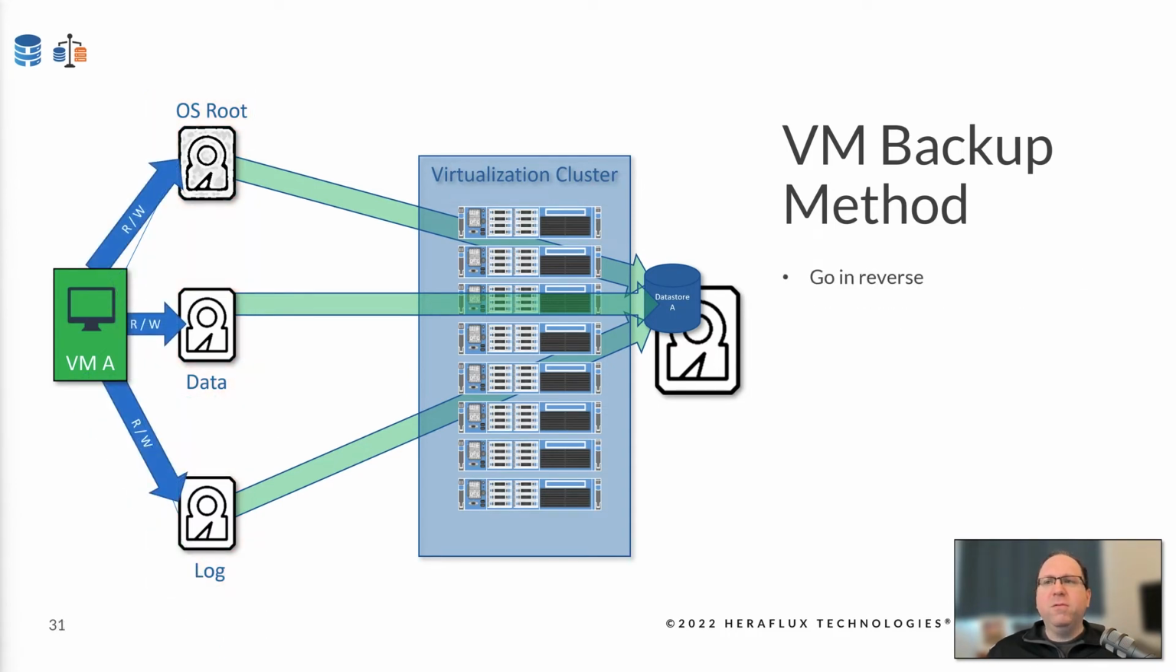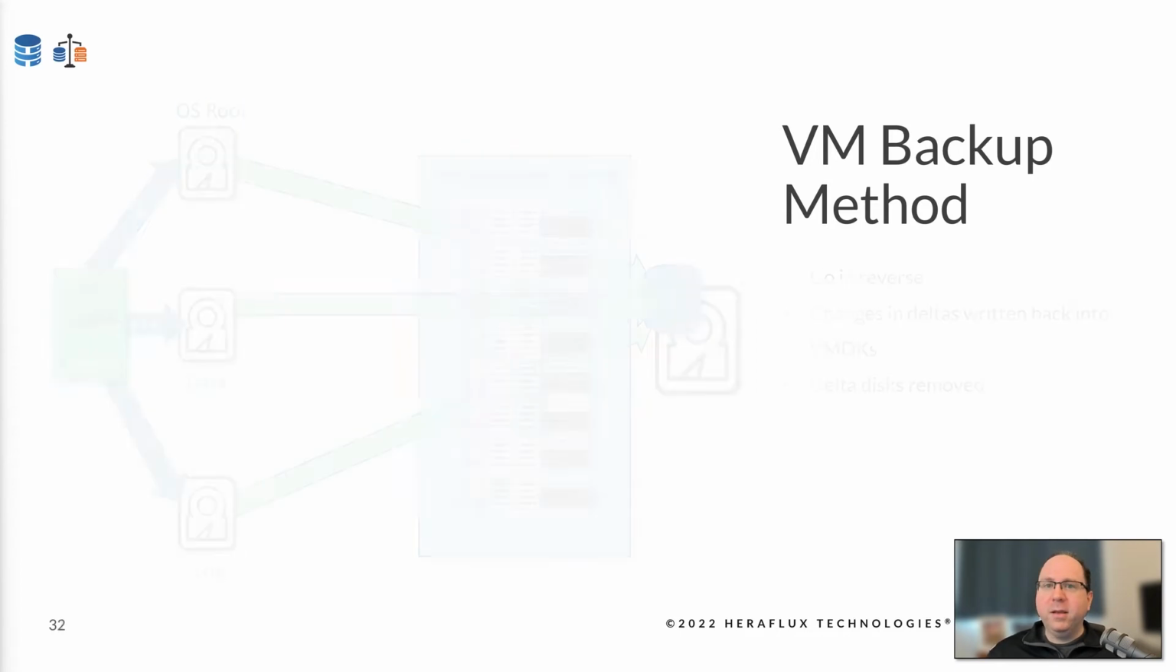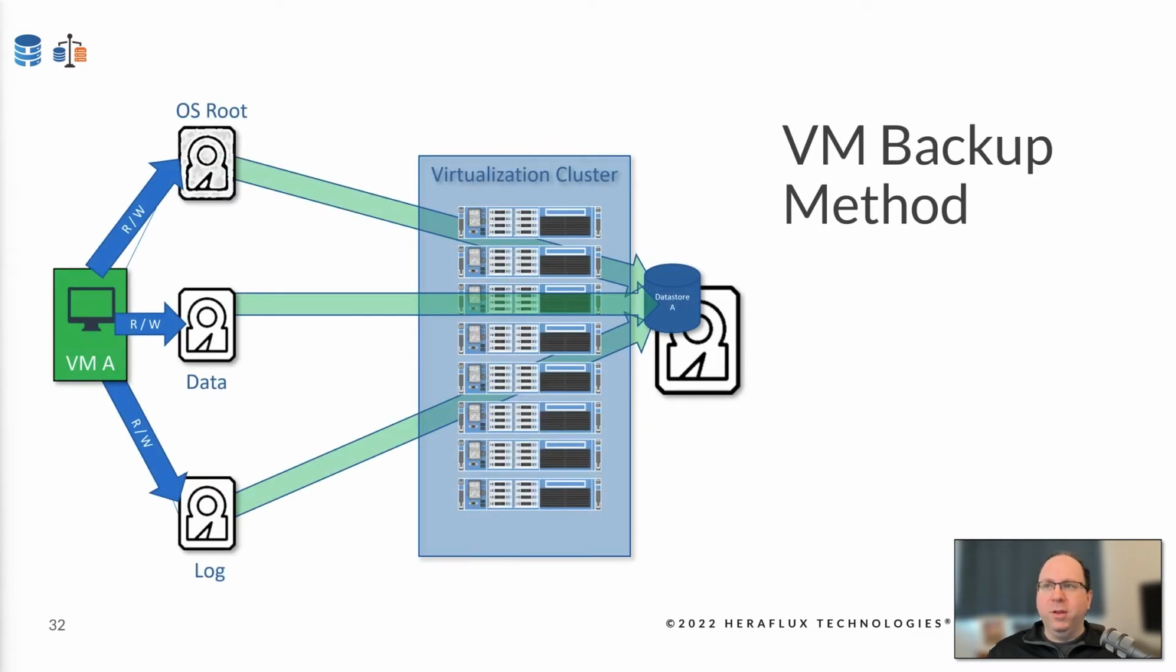If you go in reverse here, it gets really interesting. When you're done with all of this, it'll push all of these deltas from these files back into that primary virtual machine disk, and then they're removed, and then the process is done, and that's your virtual machine level backup. It gets interesting. It gets really deep really quick.